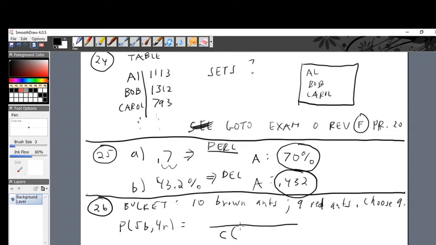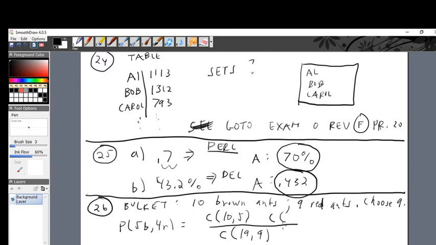What is our sample space? All the things that are possible to happen. Well, there's a total of how many ants? 10 plus 9, there's 19 ants. How many are we choosing? 9. So these are the total possibilities, the total sample space in the denominator. What are we interested in? We are interested in combinations. How many brown ants are there? 10 brown ants. How many do we want to pick? We're interested in 5 of them.